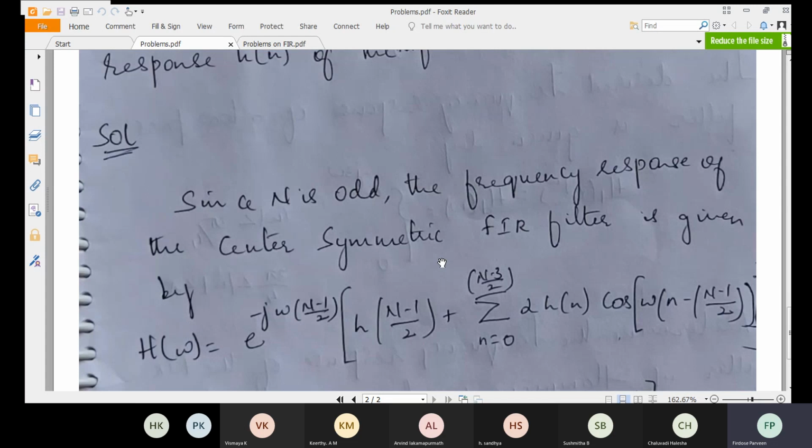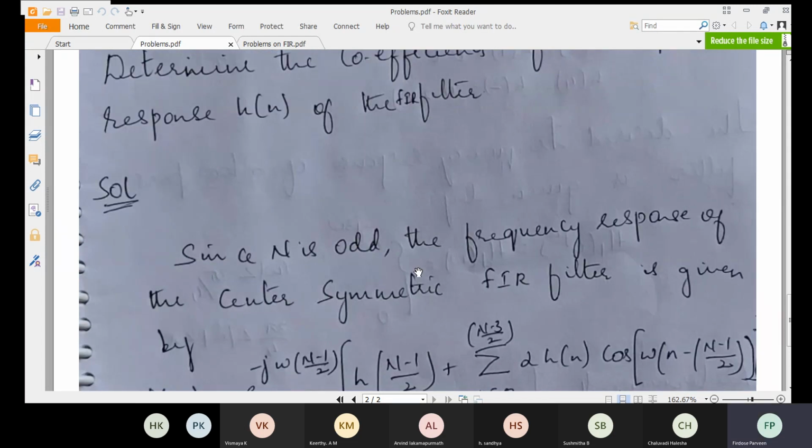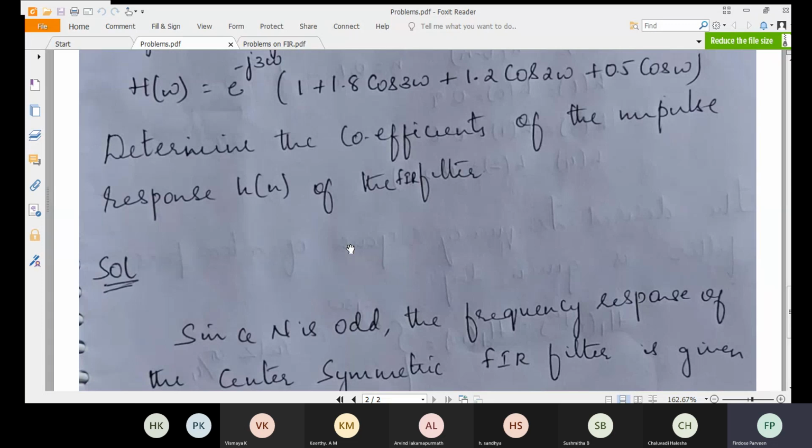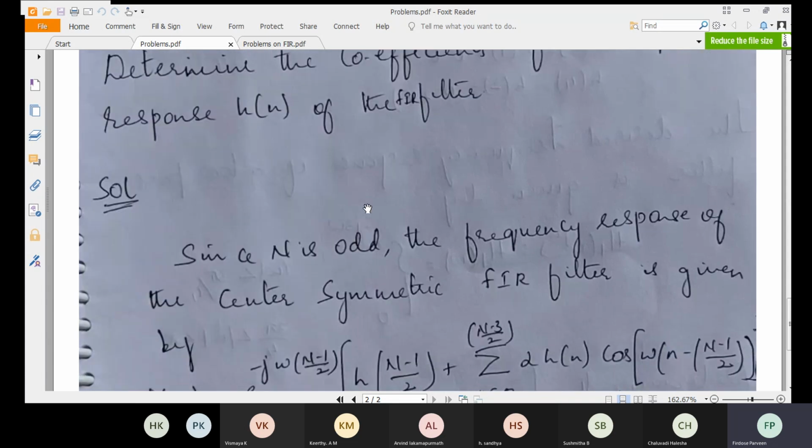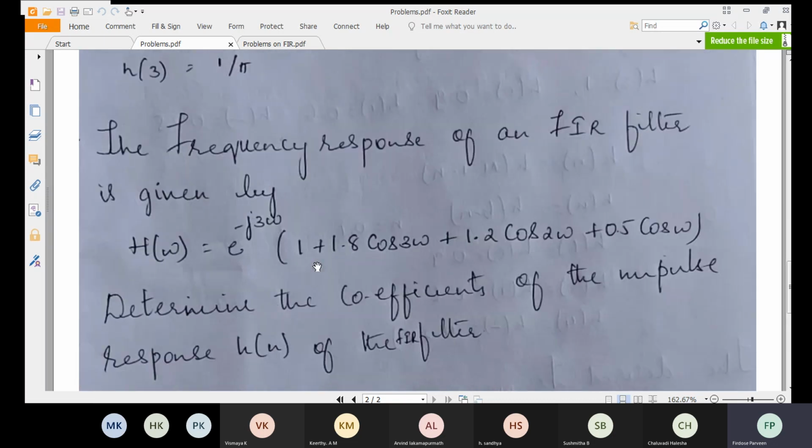So you see this is one formula. Since they have given 3 omega here, let us assume this as alpha. So alpha is equal to 3. When alpha is equal to 3, this is n minus 1 by 2. So when n is equal to 7, that is 7 minus 1, it is 6, 6 by 2, it is 3. So when n is equal to 7, you will be getting 3 omega like this.